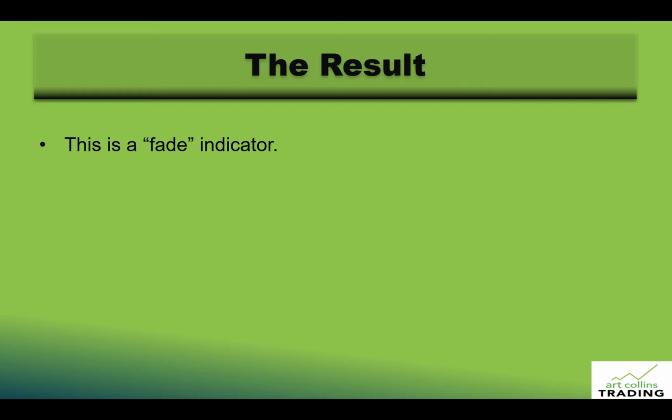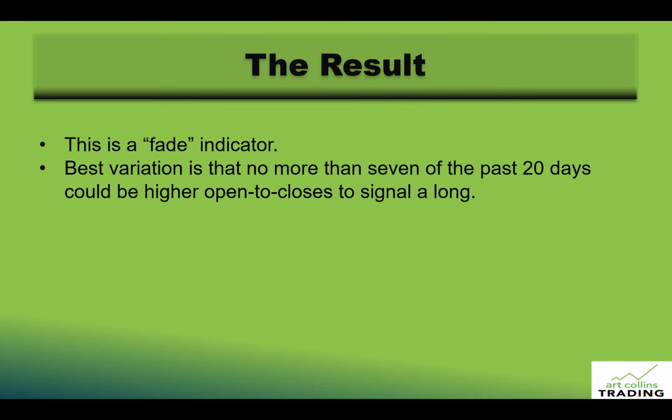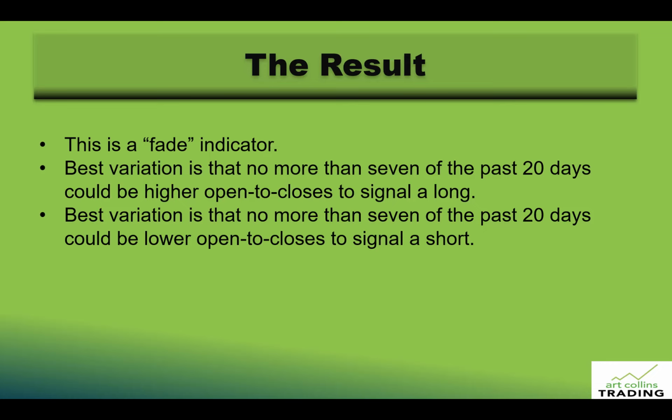So obviously this is a fade indicator. If you're going to look for no more than 7 days out of 20 to be a buyer, that is a fade indicator. Most of your days were down open to closes. The best variation is that no more than 7 of the past 20 days could be higher open to closes to signal a long, and no more than 7 of the past 20 days could be lower open to closes to signal a short.